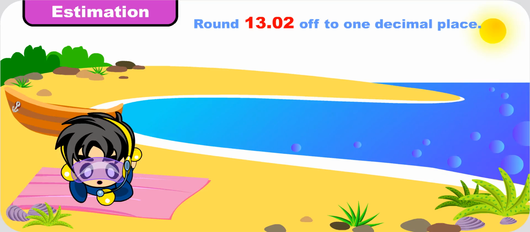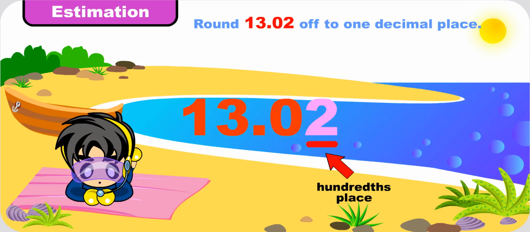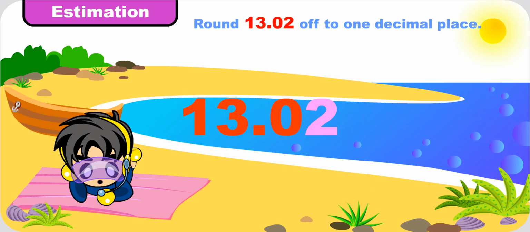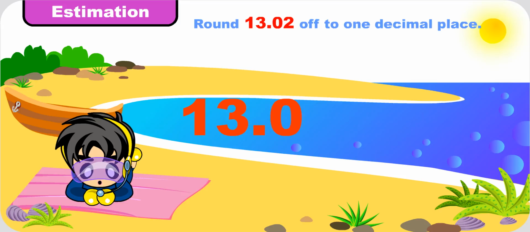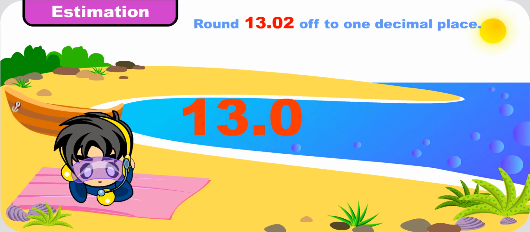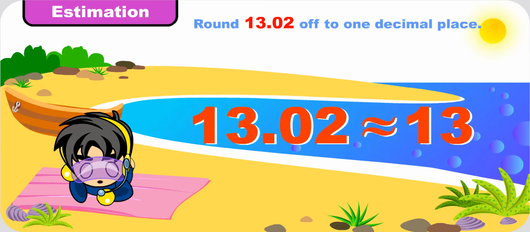How about this one? I look at the hundredths digit 2. As 2 is less than 5, I leave the tenths digit 0 unchanged. Therefore, the answer is 13.0. But 13.0 is actually 13, so 13 is the answer. Unfortunately, the answer is wrong, Turbo Boy.